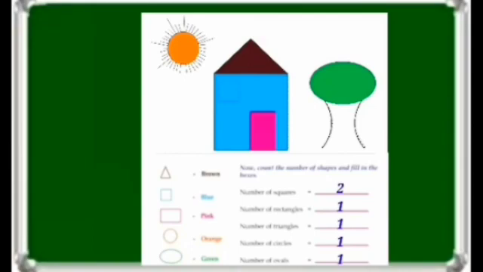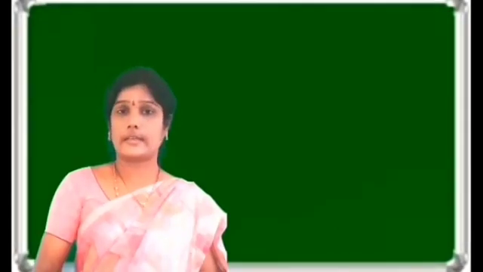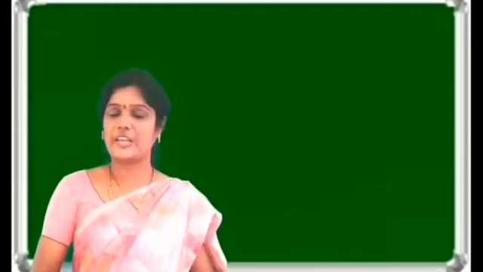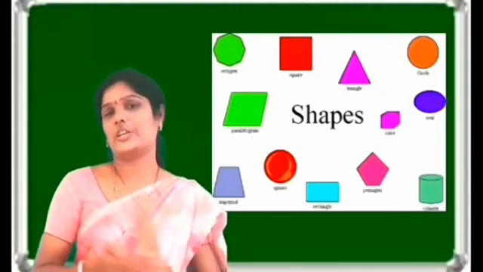Number of triangles. See the picture and say how many triangles we have here. Yes, here we have 1 triangle. Next, number of circles. How many circles do we have? Yes, 1. Number of circles 1. Number of ovals. Here we can see 1 oval. So number of ovals 1. What are these? Circle, triangle, rectangle, square, oval. These all are shapes. Today our topic is shapes.